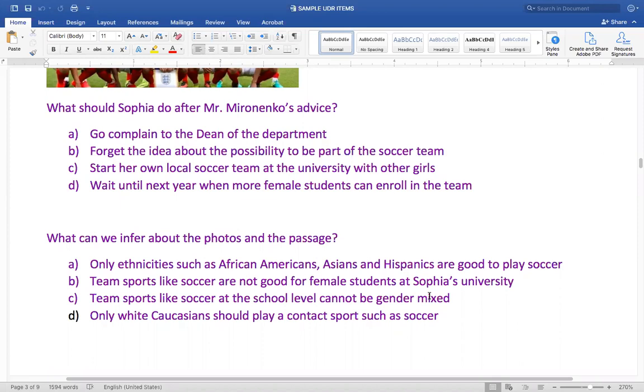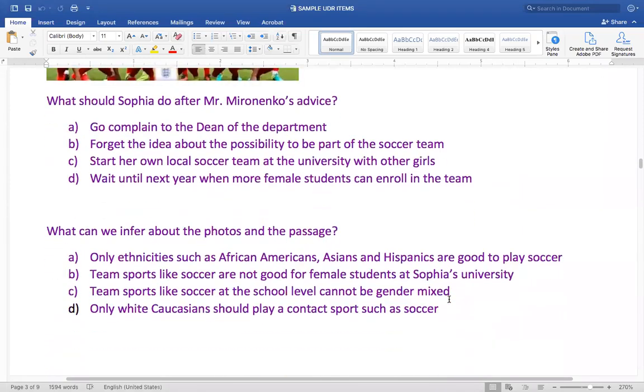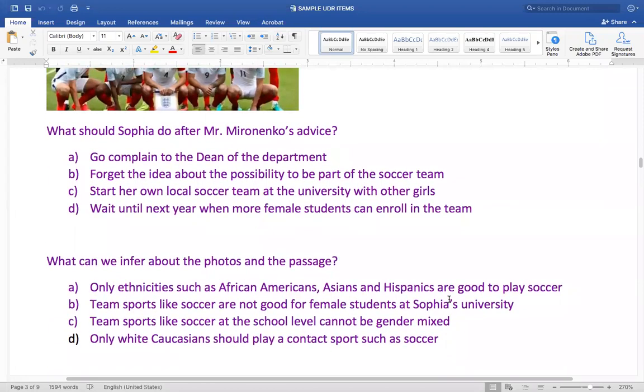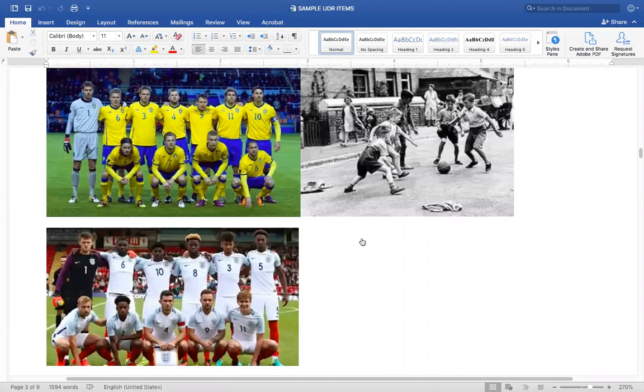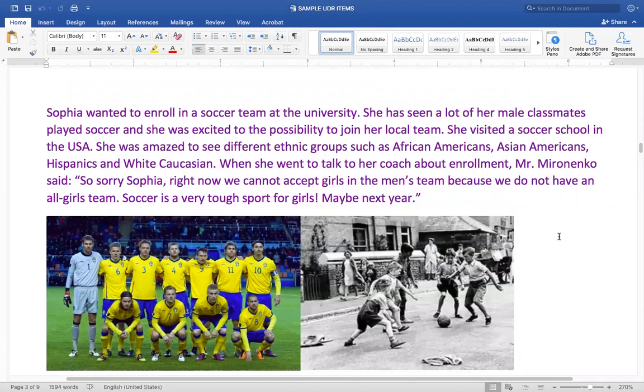What can we infer about the photos in the passage? So again, looking at the photos, right? Only ethnicities such as African Americans, Asians, and Hispanics are good at playing soccer; or team sports like soccer are not good for female students at Sophia's university; team sports like soccer at the school level cannot be gender mixed; or only white Caucasians should play a contact sport such as soccer. So looking at the test questions, the pictures, and the context of the passage, definitely we see gender stereotypes in this passage, pictures, and test questions. Okay, we see gender stereotypes. We also see ethnic stereotypes, stereotyping white Caucasian versus African descent or African American players.